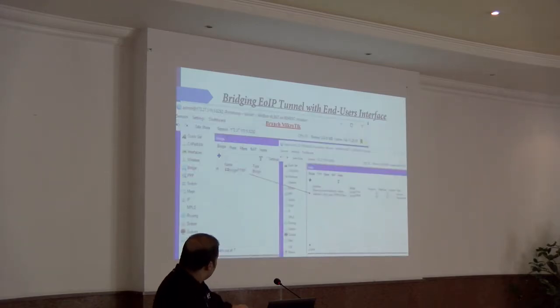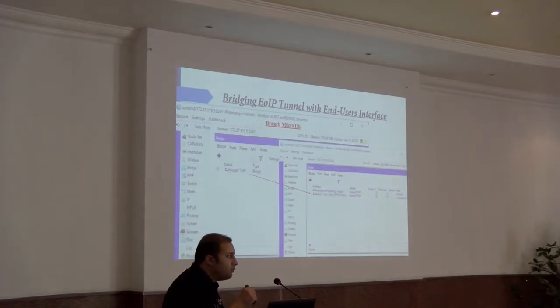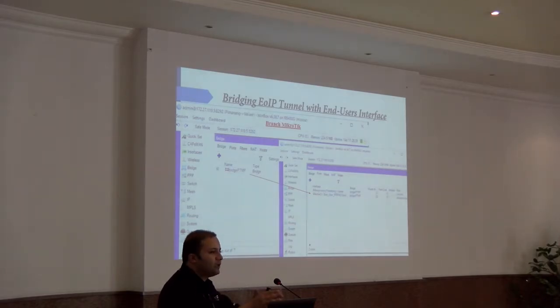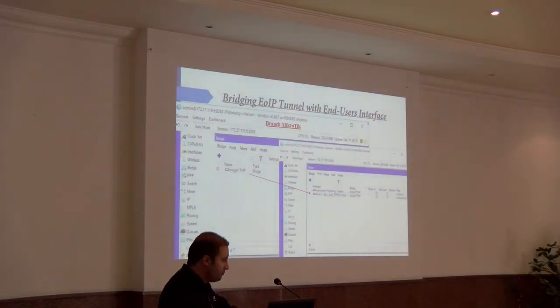Now, for using this EoIP tunnel, we need to bridge it with the interfaces that are directly connected to end users. For example, here, Ether 3 is directly connected to the PPPoE client. So I bridge it with the EoIP tunnel that I created before.